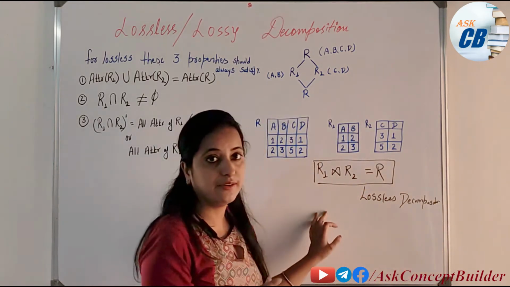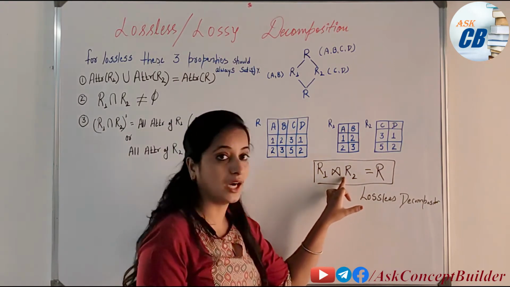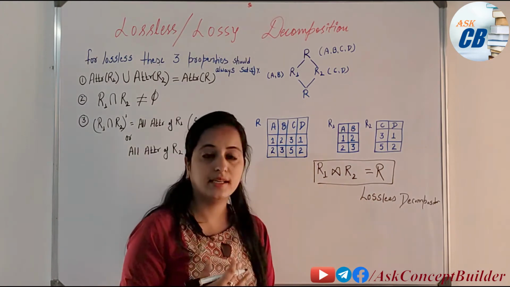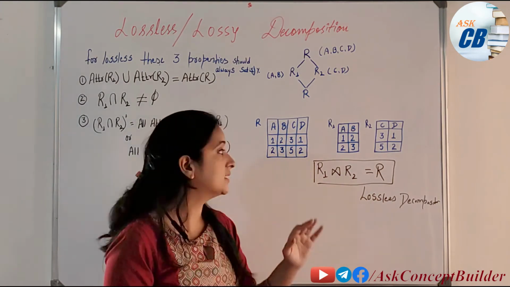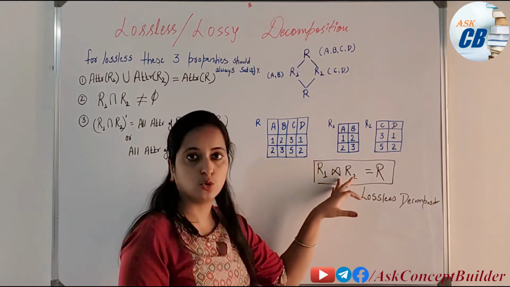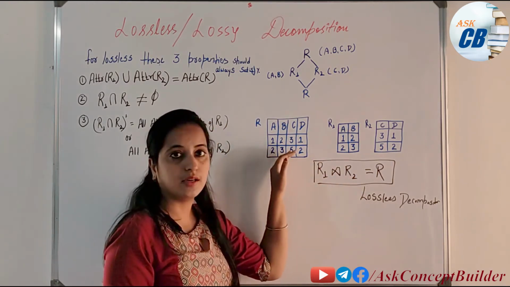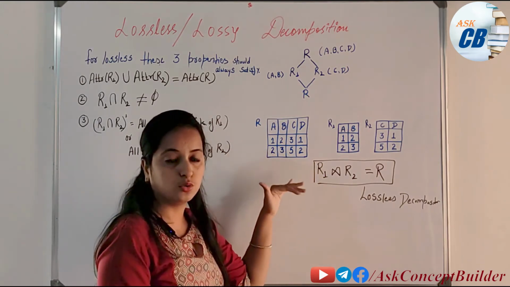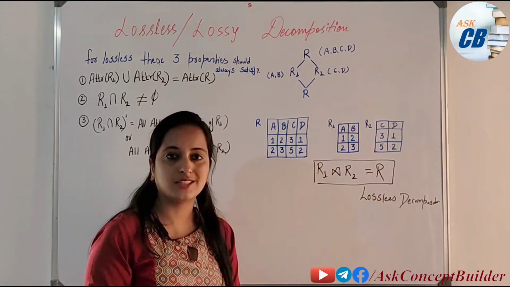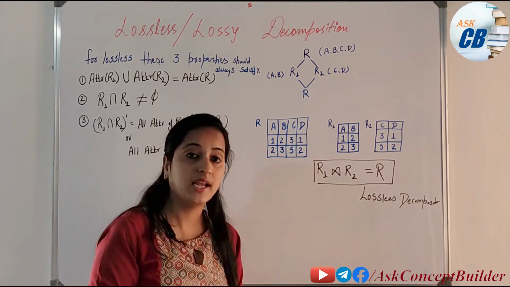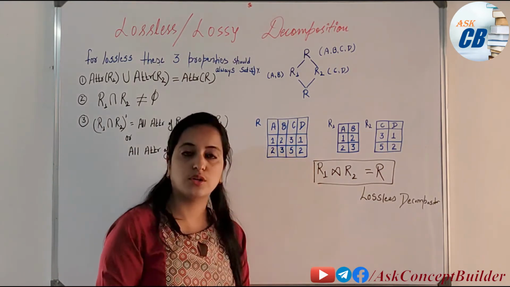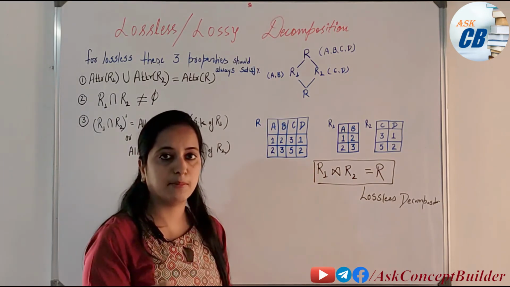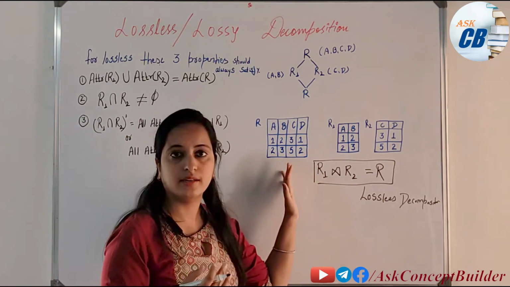Otherwise, if after joining R1 and R2 I get a relation which has either fewer or more tuples than R, it is not lossless. If I get more tuples, say two or three extra rows, then it is our lossy decomposition. And if I get fewer tuples, then also it is a lossy decomposition. For lossless we need exactly the same number of tuples as in our relation R.